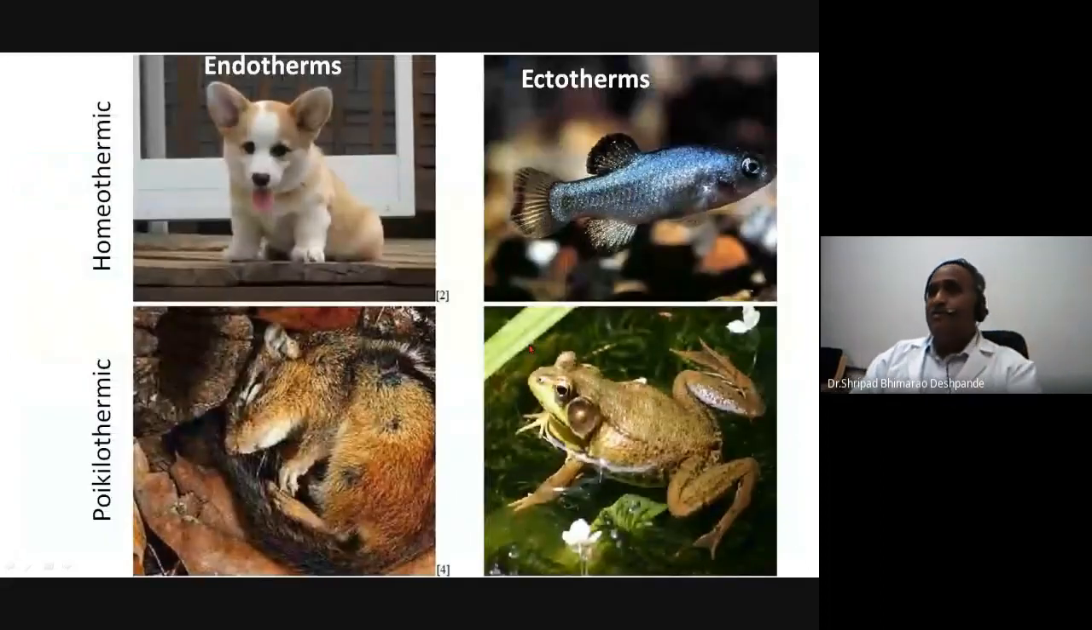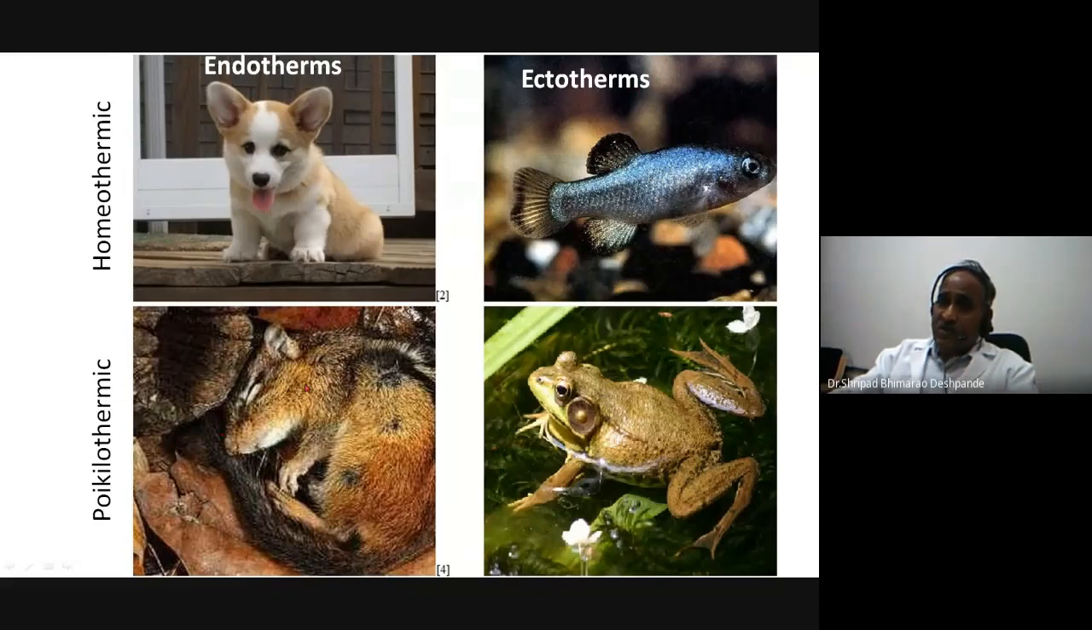Here are some beautiful pictures of endotherms and ectotherms. You have this puppy here. This is an endothermic animal with homeothermic regulation. This is a vertebrate and a mammal. And this is an ectothermic homeothermic animal. This fish is seen in the deep sea, and this is a regulated homeotherm, but it is an ectotherm.